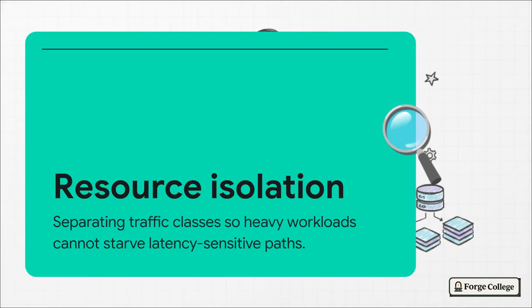The second pillar is resource isolation. And this brilliantly illustrates the concept of VIP rooms in our nightclub analogy. You deliberately separate your traffic classes and resources. Why? So that heavy, slow workloads, like, say, a massive data export, cannot starve out your fast, latency-sensitive paths. You basically keep the bulk analytics crowd in one room so they don't block the critical authentication requests trying to get through the main hallway.